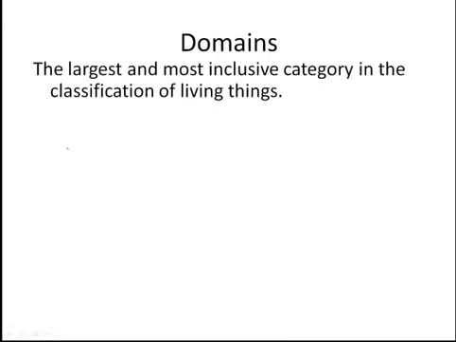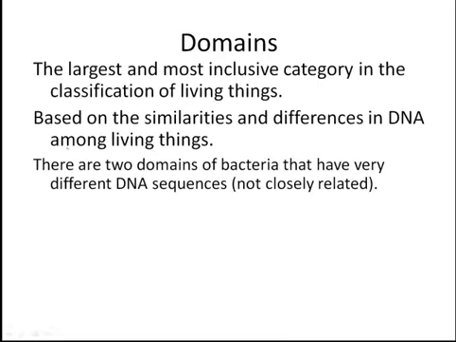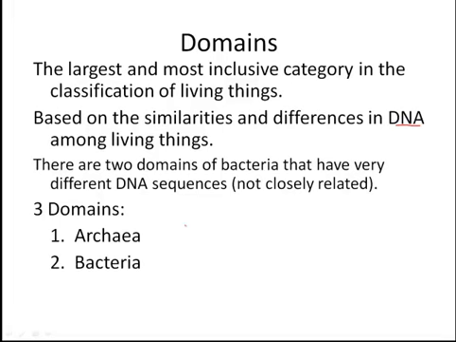So when we classify things, we can classify them, first of all, into one of the three domains. This is the largest and most inclusive category of classification. And what we do when we put things in domains is we actually look at similarities and differences in DNA. And they ended up making two different domains of bacteria because they have very different DNA sequences. So the three domains are archaea, bacteria, and those are both domains of bacteria, and then there is eukarya. These two domains are made up of organisms that are prokaryotes, okay, and the domain eukarya is all eukaryotic organisms.